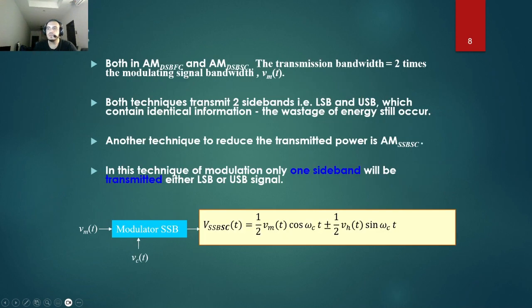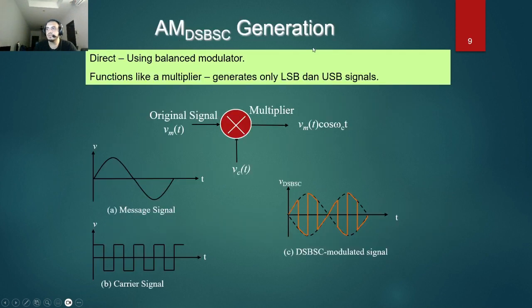Now we go to the single side band suppressed carrier. We have this block diagram, where Vm(t) with Vc(t) enters the SSB modulator and comes out with this equation: half Vm(t) cos ωc t plus or minus half Vm(t) sin ωc t.